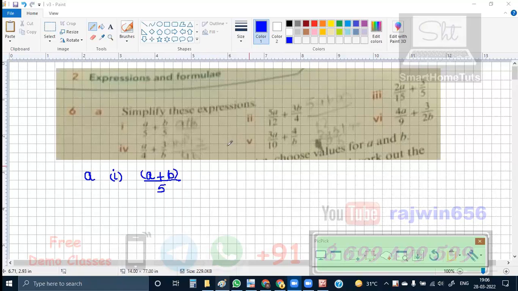Okay, so I solved the first question. Simplify these expressions, a upon 5 plus b upon 5. The denominator of both of them is 5 and 5. So I simply am going to write 5 over here, and then I'm simply going to add both of these. A and b, nothing can be added. So your final answer is going to be a plus b divided by 5. This is your final answer.